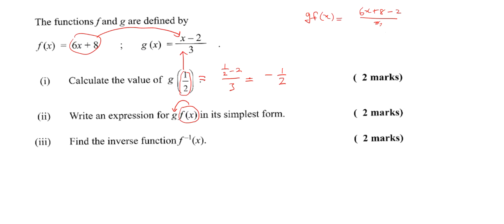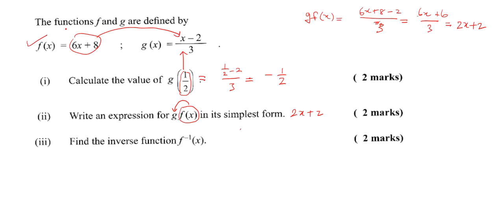Right, yeah, minus 2 over 3, which will give me 6x, since 8 minus 2 is 6. So it's 6x plus 6 over 3. We can simplify that further and get 2x plus 2. So this is really 2x plus 2. Now I want to find the inverse of this function here.